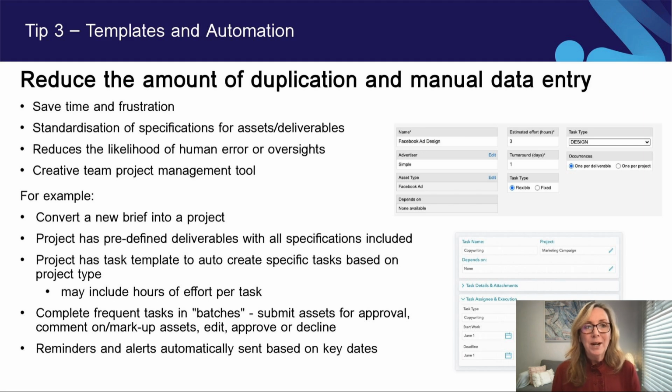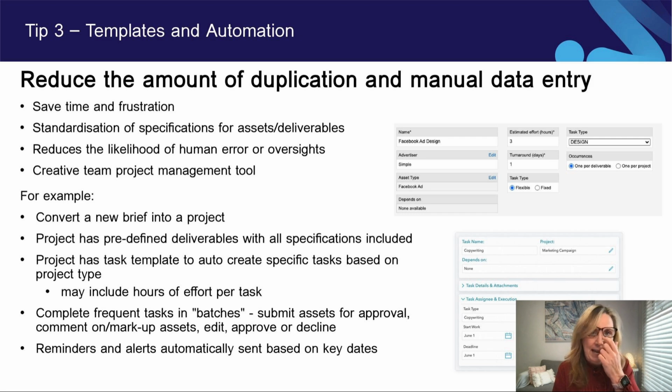The third thing that we want to consider to help us when we're looking at productivity and efficiency is templates and automation. So how can we reduce the amount of duplication, double handling, and manual data entry that either our studio leads or creative leads are doing, or our team members? We know that if we've got to double handle things or even just copy and paste and do things again and again, it takes a lot of time and we get a bit frustrated with it.